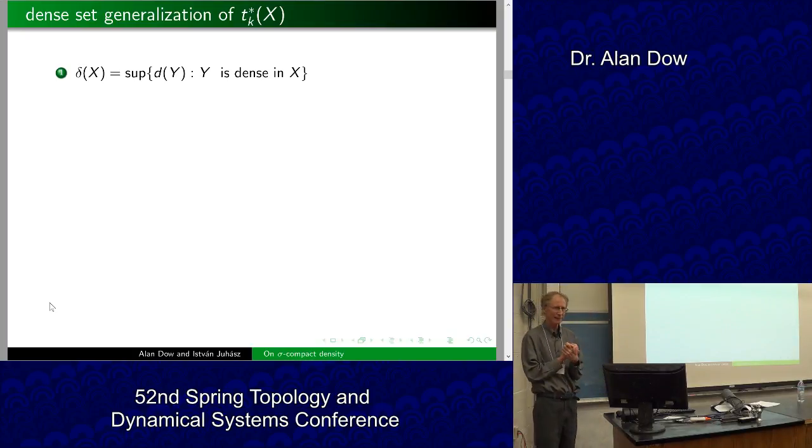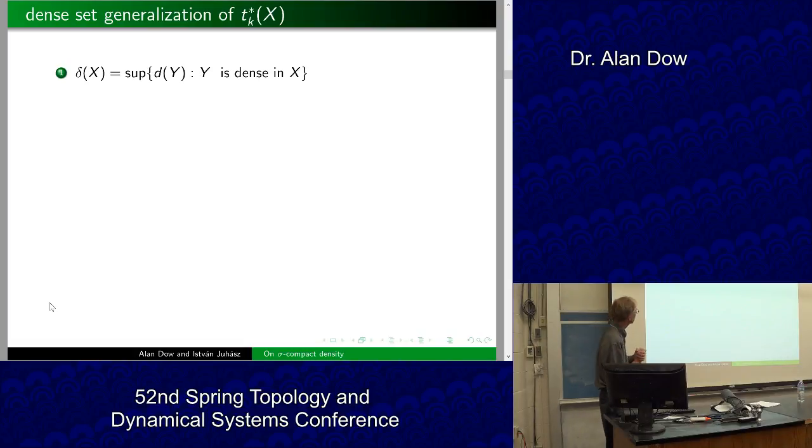Van Mill formulated basically a dense set variation of T sub k star. So let's get some of those definitions. This is an older, but not very well known cardinal invariant. I think Juhasz gave it its name, delta of X. So delta of X is the density of dense subsets, right? You take an arbitrary dense subset of X, then the density of that set is no more than delta of X. So delta of X is the supremum of the densities of the dense subsets of X.